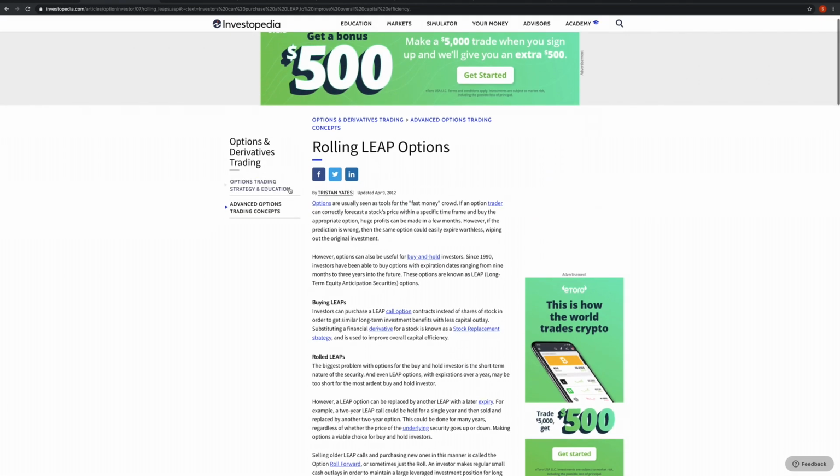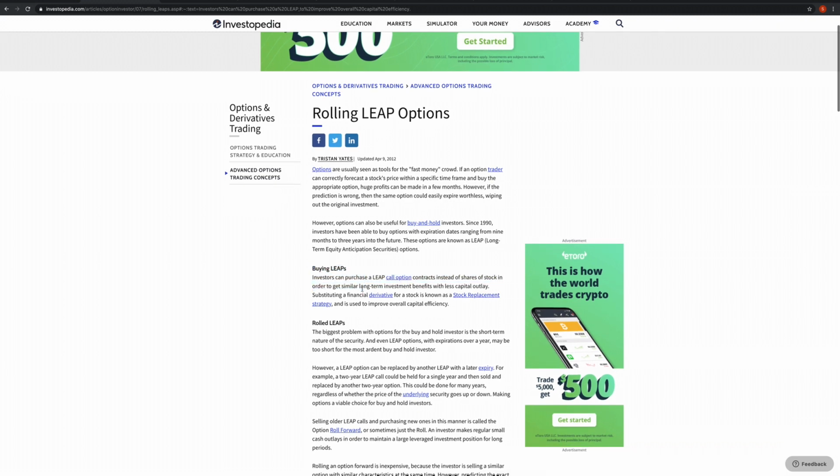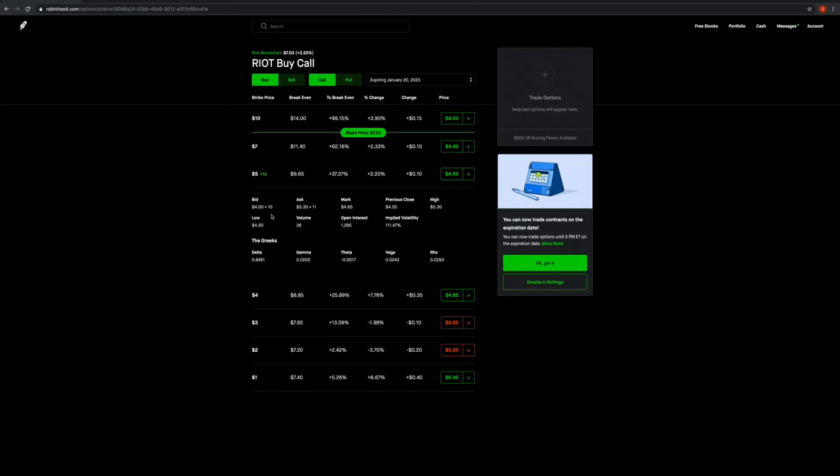So I'm going to go ahead and leave in the description this Investopedia article that's talking about buying leaps. Investors can purchase a leap call option contract instead of shares in stock in order to get similar long-term investments with less capital. So I only spent $191 on each contract. Had I purchased the stock, I would have had to spend $300-$400 for each hundred shares. So you're getting very similar purchasing power, strength, and the same feedback for less.